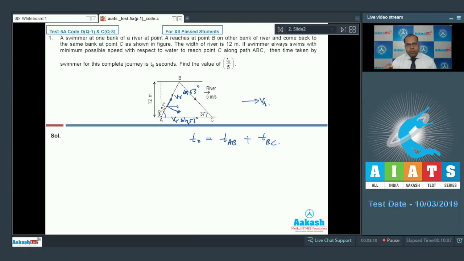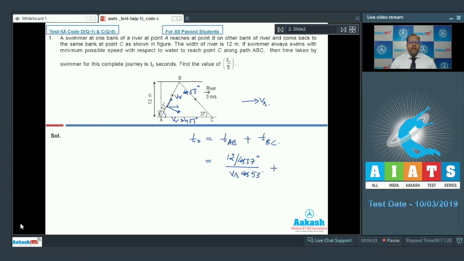So the swimmer must swim in such a way that it balances the perpendicular component of the velocity of the river to the line AB. In that case, the time taken by the swimmer can be written as the length of this path AB, that is 12 divided by cos 37 degree, divided by the velocity of the swimmer with respect to ground along the line AB, that is VR cos 53 degree.